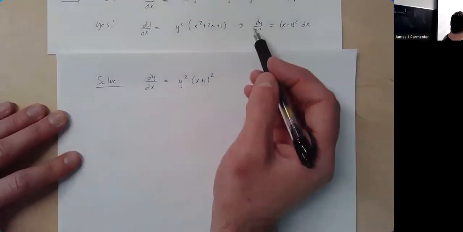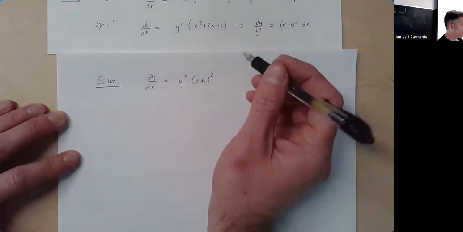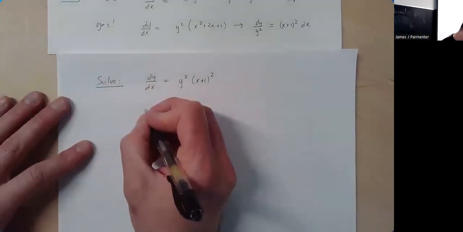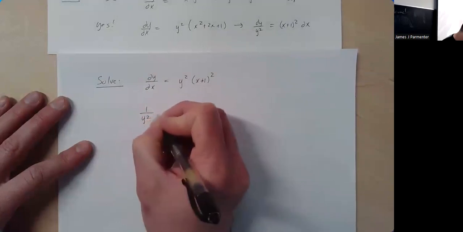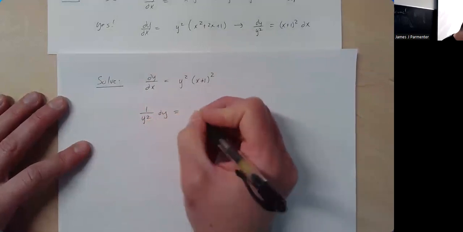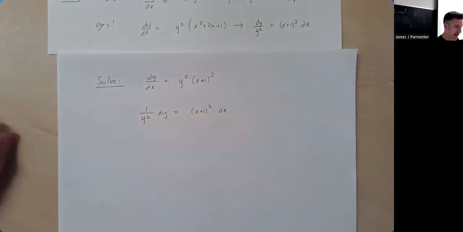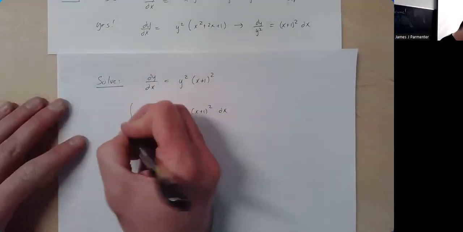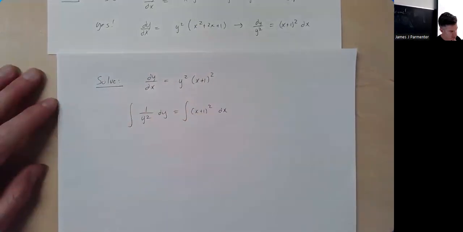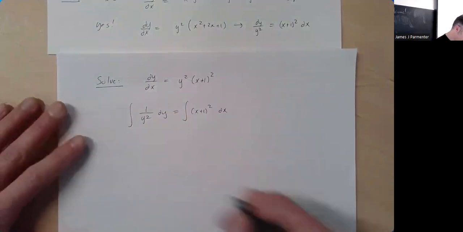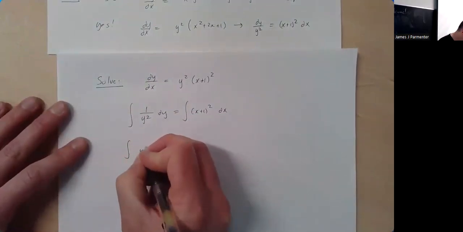You can either write dy over y squared. I find it more helpful to write the dy off to the side. So I would rather write it as 1 over y squared times dy equal to x plus 1 squared times dx. That's how I would prefer to write it. But if you like dy over y squared, that's also totally fine. And we're going to integrate both sides. So a couple things. On the left-hand side, I would rewrite that as the integral of y to the -2.